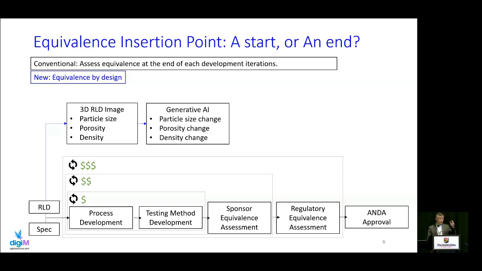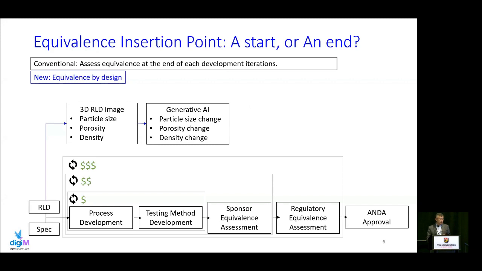And then with both the original RLD image and generative AI predicted formulations of process products, we can combine with the in silico dissolution based on these microstructure models. So this is a potentially important tool to give us proof of concept and ask what-if validation questions that can guide the process development to complement the testing method development and accelerate the equivalence assessment.